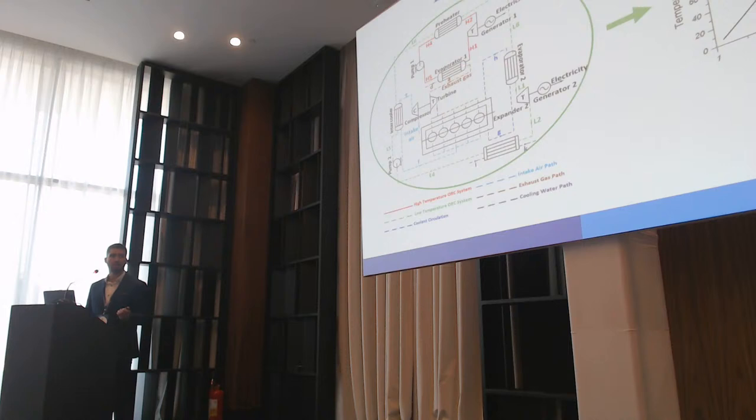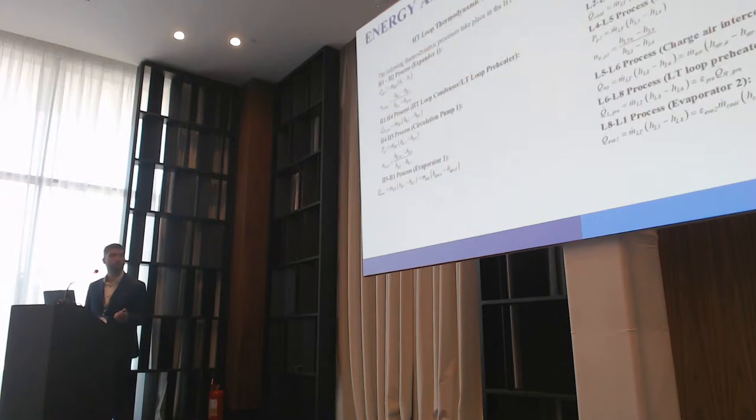Subsequently, it enters evaporator 2, where it harvests heat from the engine coolant of the main diesel engines. Then it is expanded in expander 2, producing electricity. And finally, it is condensed in the condenser by seawater. The thermodynamic processes of both loops are demonstrated in this slide.